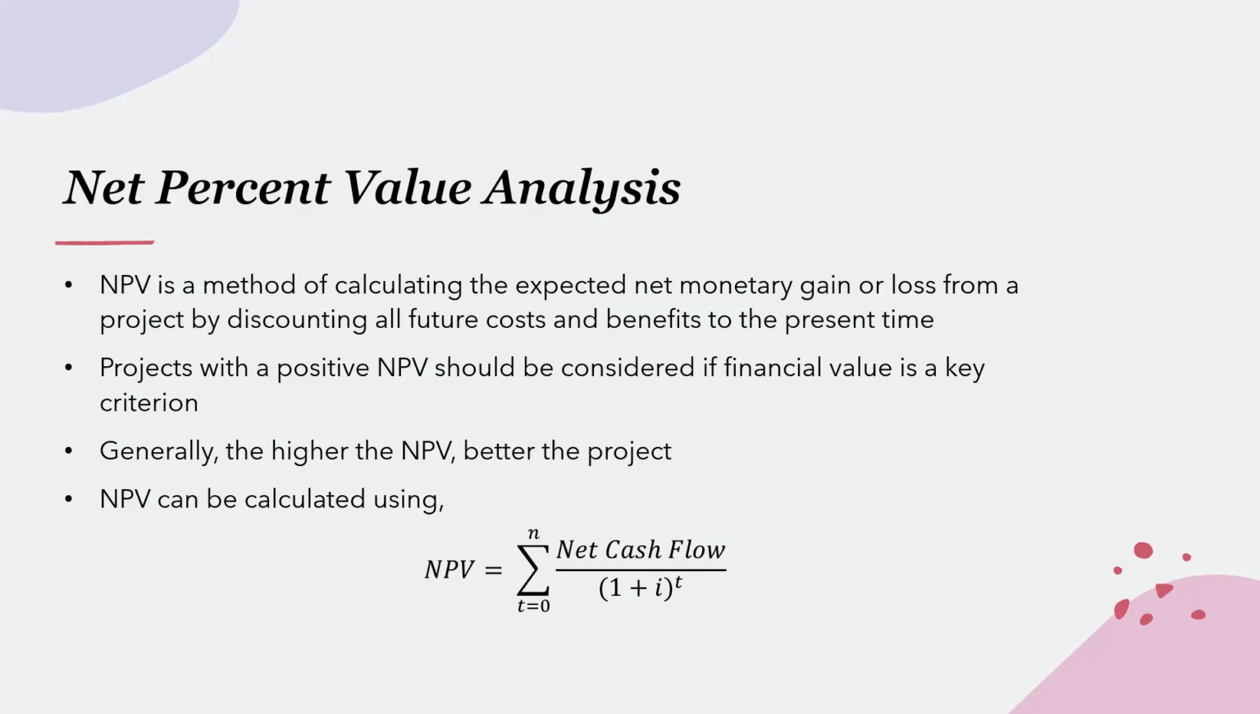So in order to calculate the NPV value, we can use this formula. NPV is equal to the sum of the net cash flow divided by 1 plus I to the power of T. I is the discount rate, T is the time. Any questions up to this point? These are very important parts of the lesson which will come in the assignment as well. Any questions?